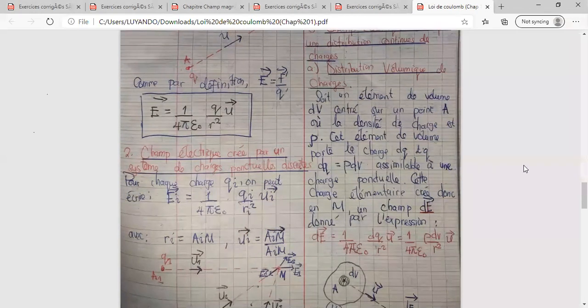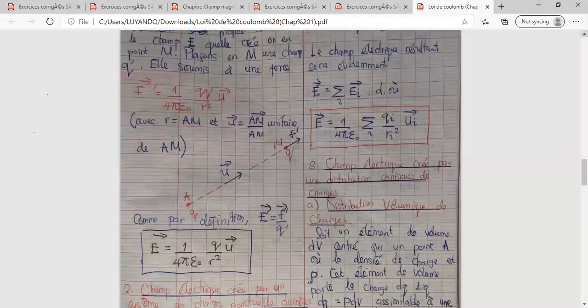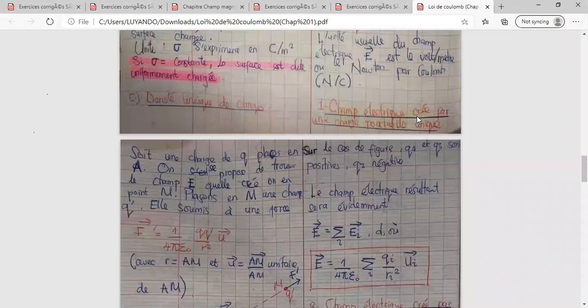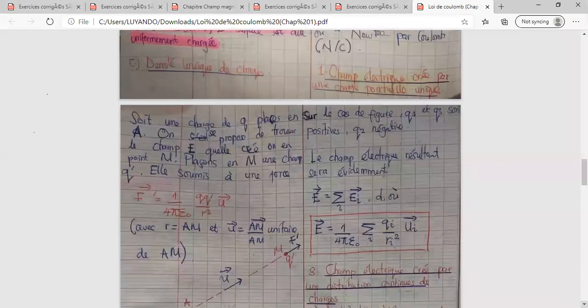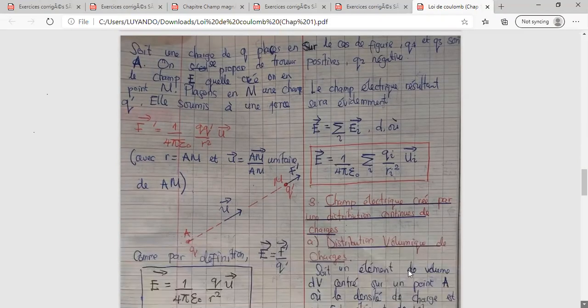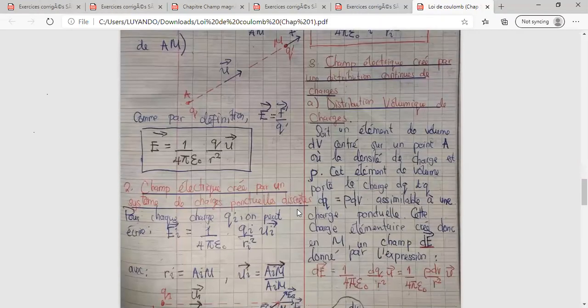So if you've noticed, here we talked about the electric field created by a single point charge. Unique is simply any charge, it's just some use of words. So we can have Q and Q prime. And for this one here, now we're talking about the electric field created by a system of discrete charges.